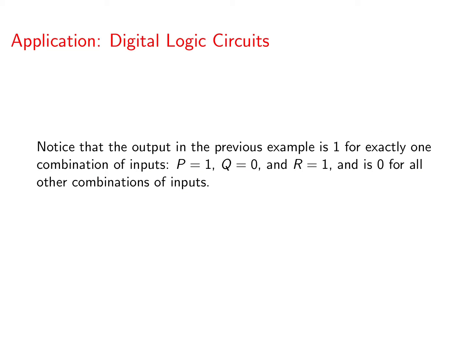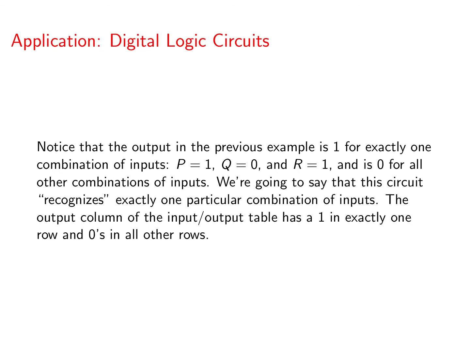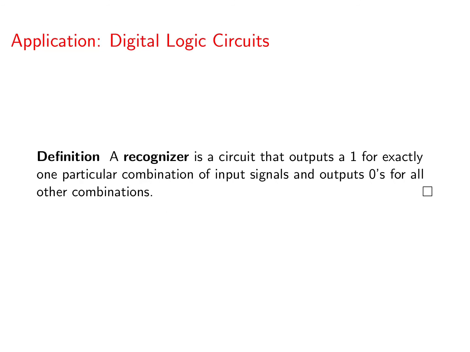We should notice something interesting about this particular circuit. The output is 1 for exactly one combination of inputs. And that's when P is equal to 1, Q is equal to 0, and R is equal to 1. And for any other combination of inputs, we're going to get an output of 0. What we're going to say is that this circuit recognizes exactly one particular combination of inputs. The output column of the input-output table has a 1 in exactly one row and a 0 in all other rows. So we'll make a definition and say that a recognizer is a circuit that does exactly this. It outputs a 1 for exactly one particular combination of input signals and outputs zeros for all other combinations.